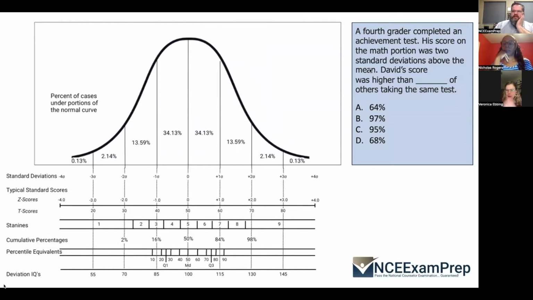A fourth grader completed an achievement test. His score in the math portion was 2 standard deviations above the mean. David's score was higher than blank percentage of others taking the same test. Okay, so how are we going to solve this? What do we need to look at?